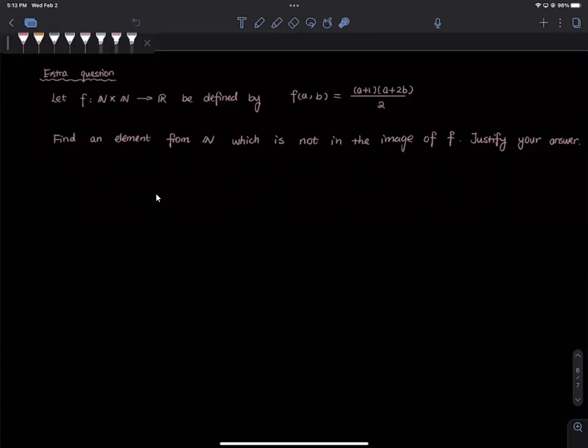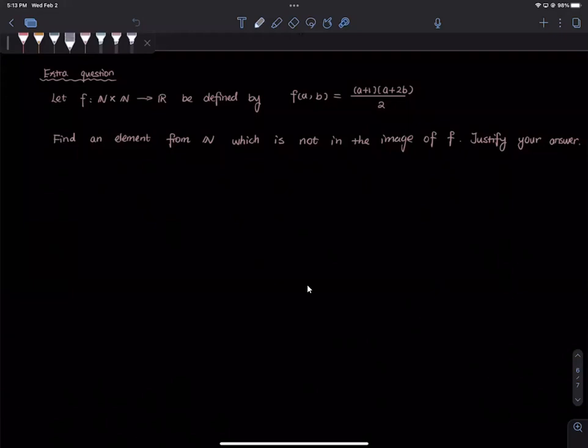Again, this question is not hard. To find an element, it's not hard at all. Something that might be slightly tricky is to prove that whatever element you claim to not be in the image is indeed not in the image. So what do we do when we see something like this? This is where I would say the first tip is quite useful.